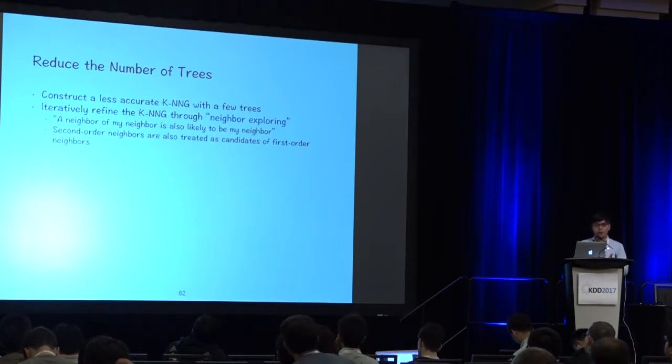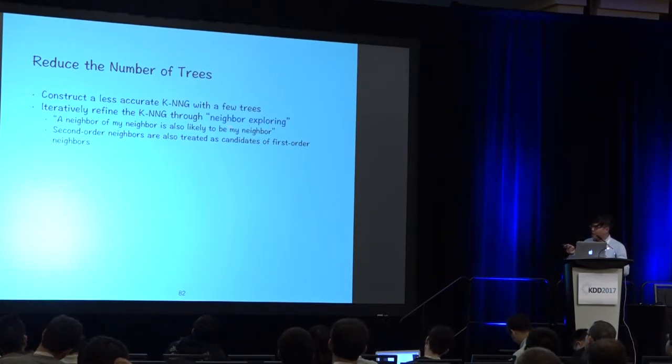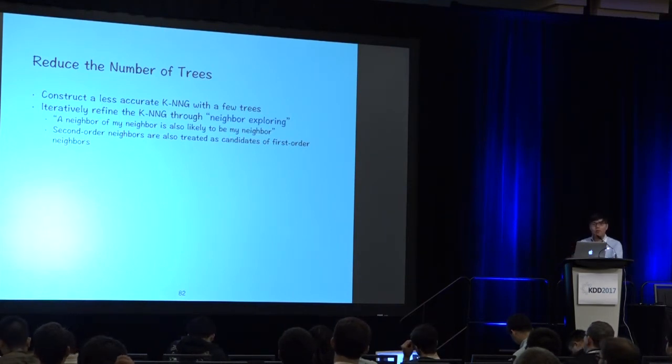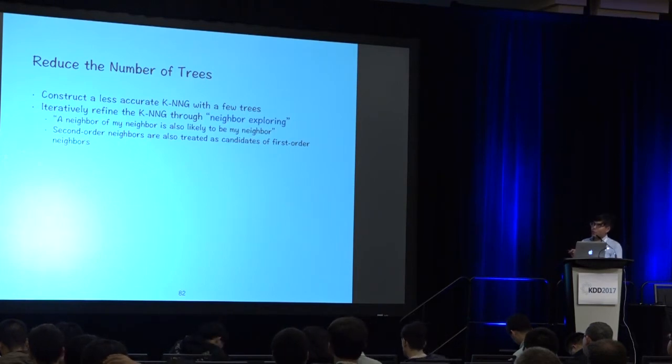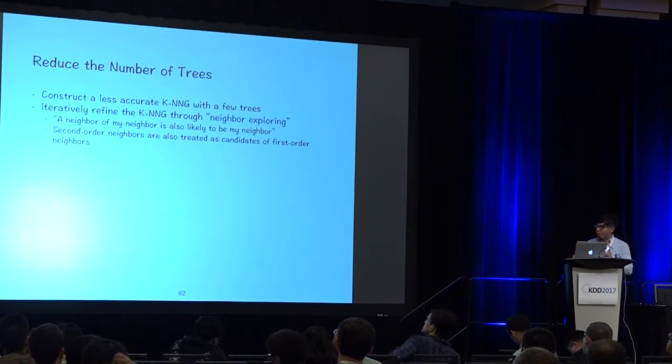the k-nearest neighbor graph. So we use the idea of neighbor exploring. The essential idea is that a neighbor of my neighbor is also likely to be my neighbor, right? This is actually very related to the second order neighbors defined in our LINE model, okay? So we think the second order neighbors can also be candidates for my first order neighbors. By iteratively doing this, we can improve the accuracy of the k-nearest neighbor graph very significantly, okay?